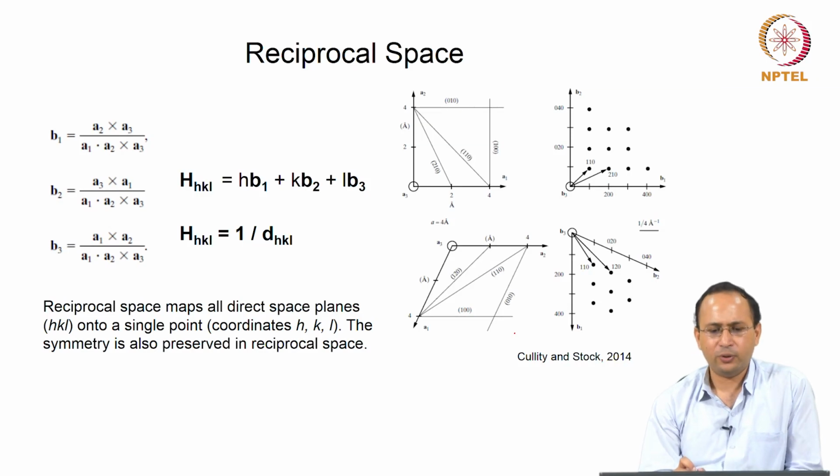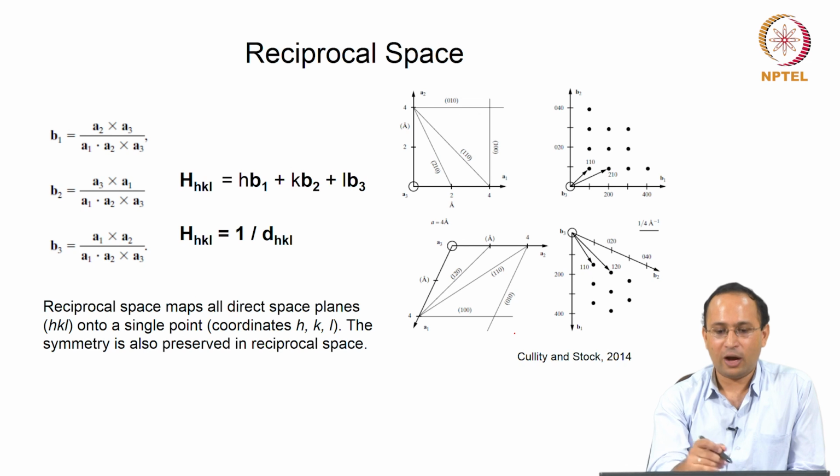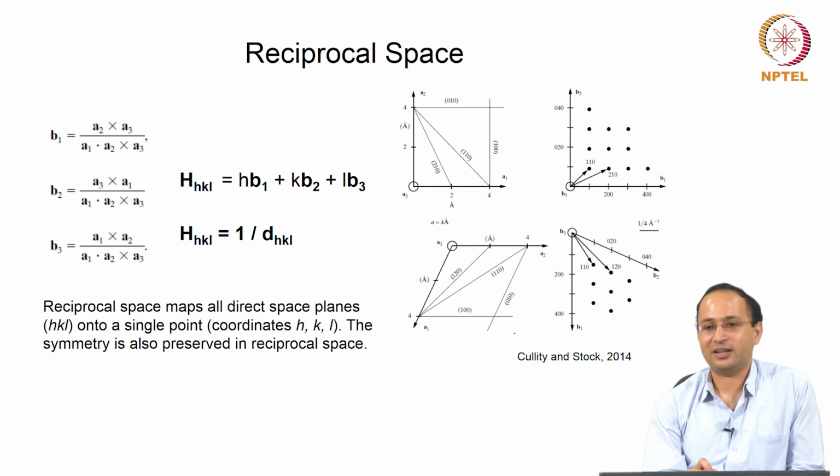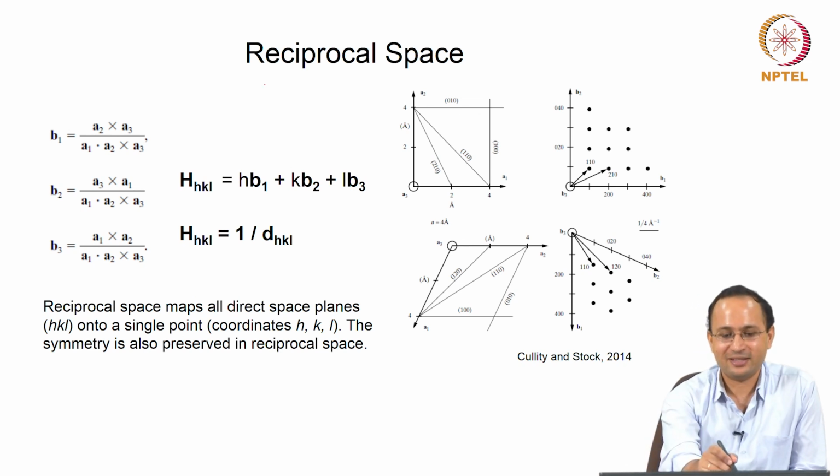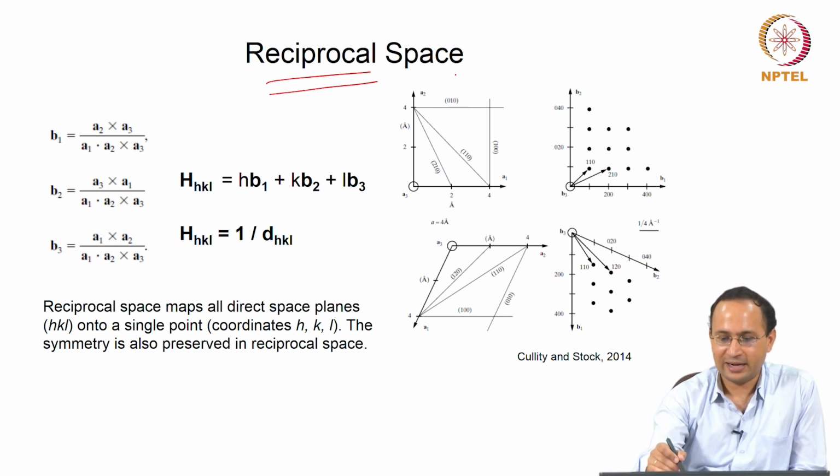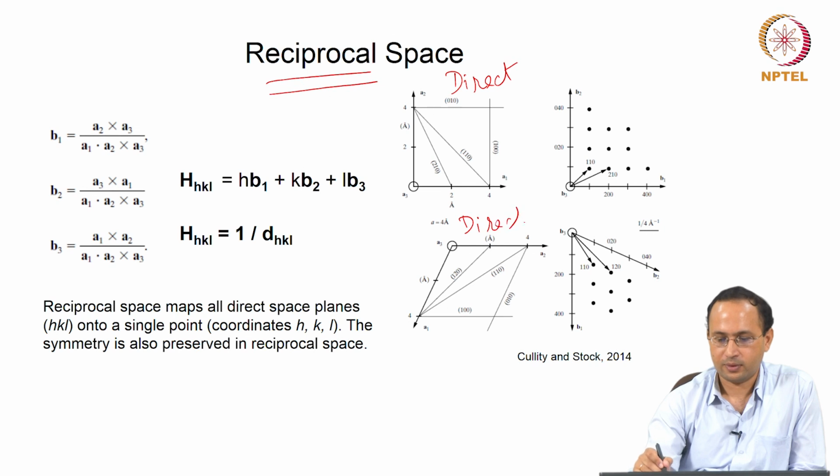Oftentimes it is useful to look at things in reciprocal space. So far we have been looking at direct space, where you have atoms. So how do we construct a reciprocal space? As the name suggests, it is a reciprocal space. For example, this is direct space on your left, and this is reciprocal.